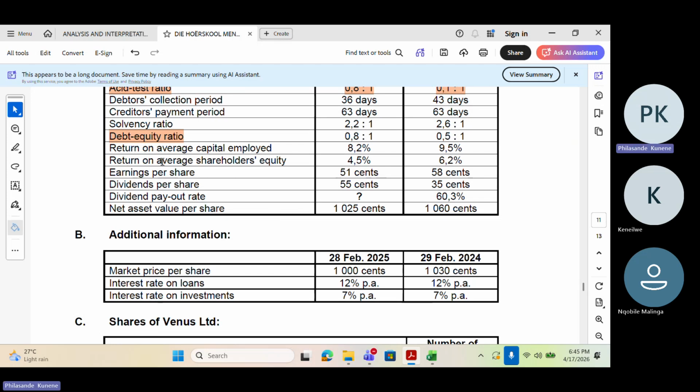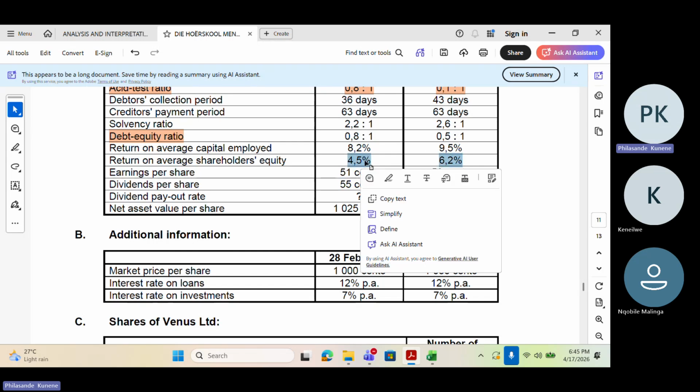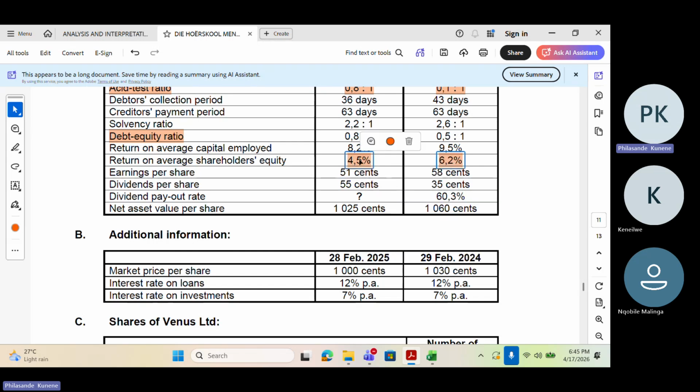Return on average shareholders equity. You can see that for shareholders equity, the return is going down from 6.2 to 4.5. We're not happy about this as a business. We're really not happy. Earnings per share: 58 cents in the previous year, 51 cents in the current year.